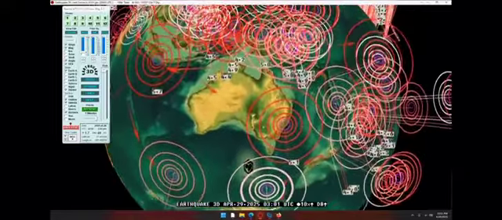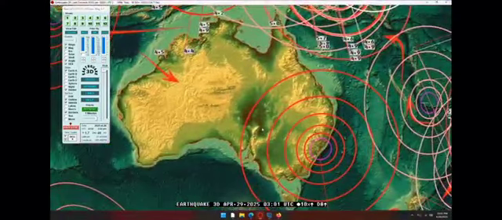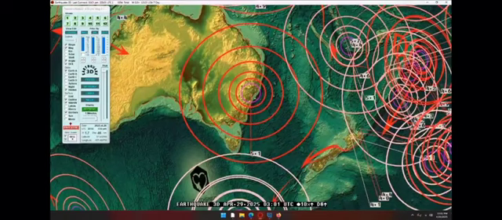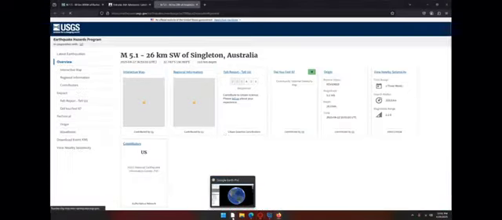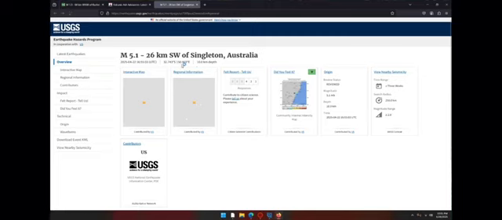Another rare earthquake struck this past week down here in Australia. Aussies, to my Australian viewers, look down here. A 5.1 somewhat rare earthquake struck, and it's called Singleton, Australia.